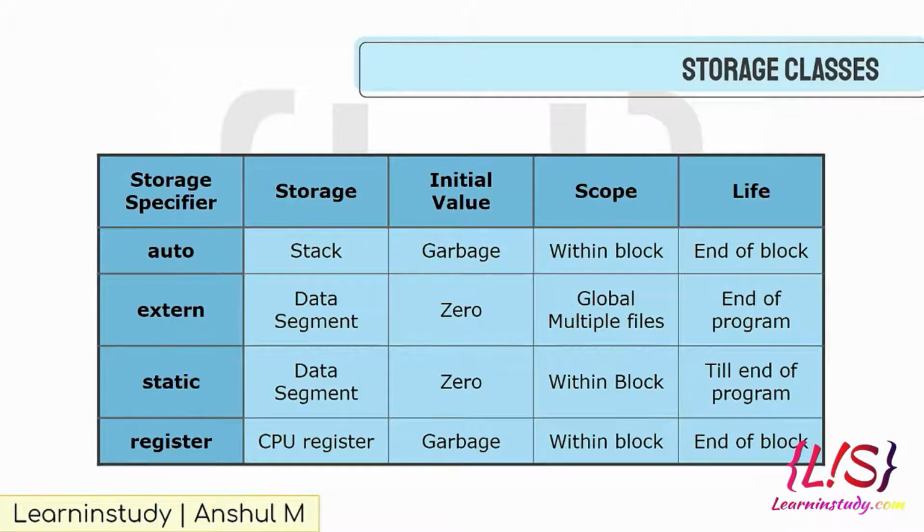For example, if your program extends to not a single file but multiple files, and if you want to access a variable from one file to another, you will have to use the word extern so that the variable is accessible to all the files which are included in your program. Life of an extern variable is till the end of the program. Until the program runs, the extern variable will be accessible.